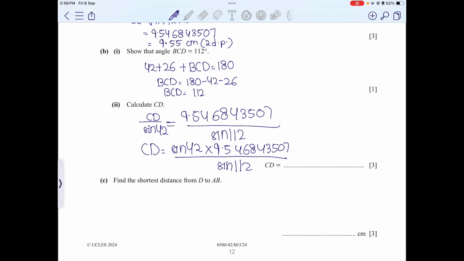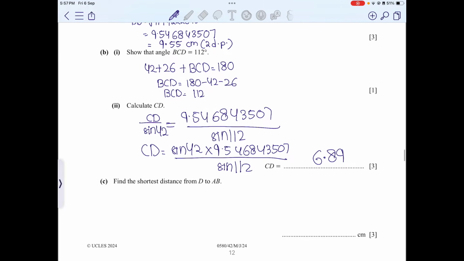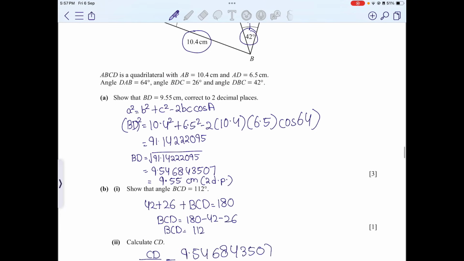When I simply put this in my calculator, so sine of 42 into 9.54684357 divided by sine of 112, I basically get 6.89, and I think that should be the correct answer, 6.89. Alright, next it says find the shortest distance from D to AB.